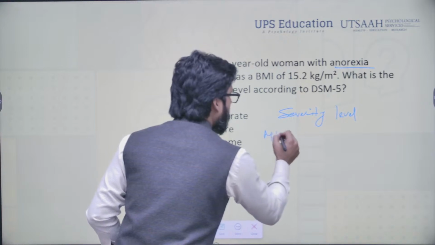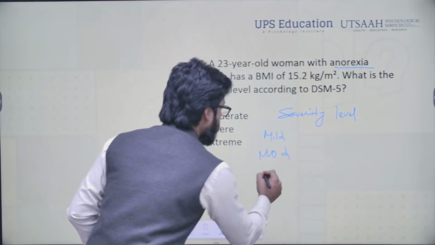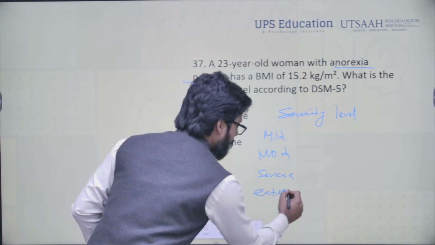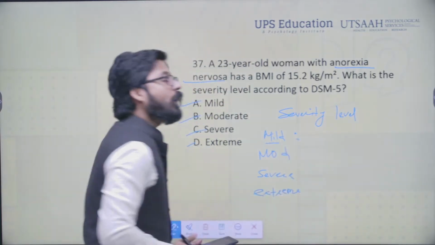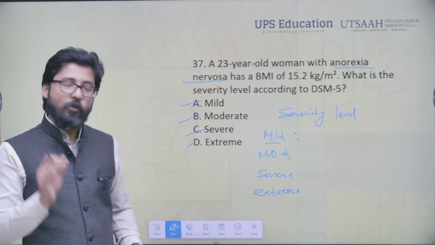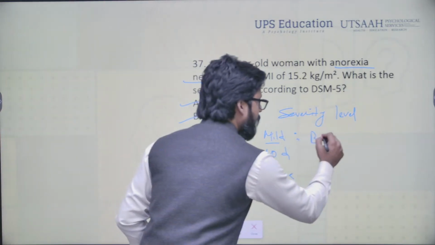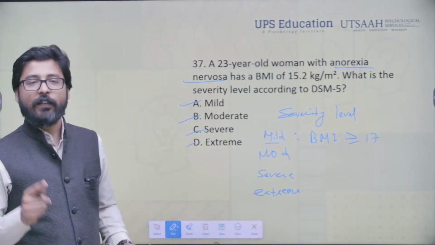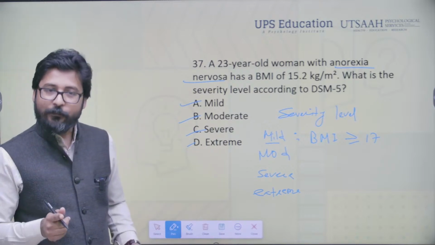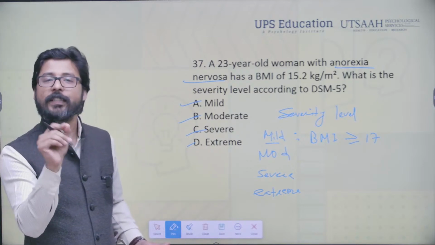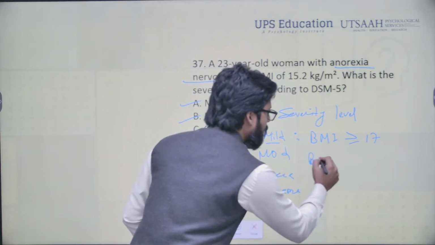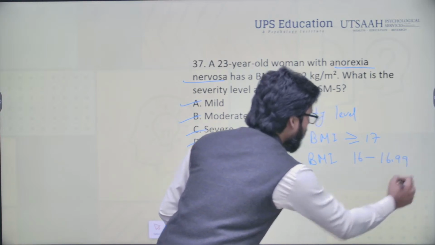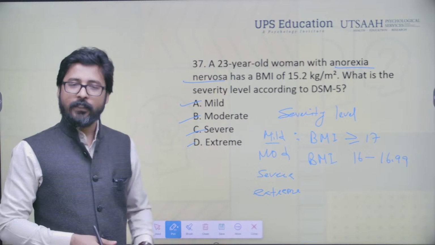As I told you, mild, moderate, severe and extreme. Mild will be when the individual's BMI is greater than or equal to 17. If this condition is there, that will be mild anorexia nervosa. Moderate will be when BMI is between 16 to 16.99. Then we can say this is the moderate level of anorexia nervosa.